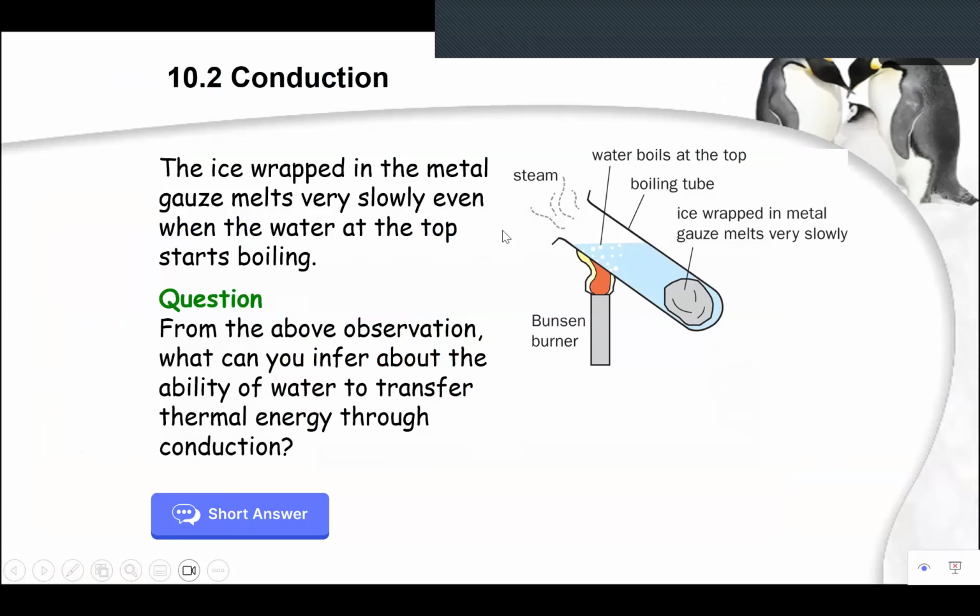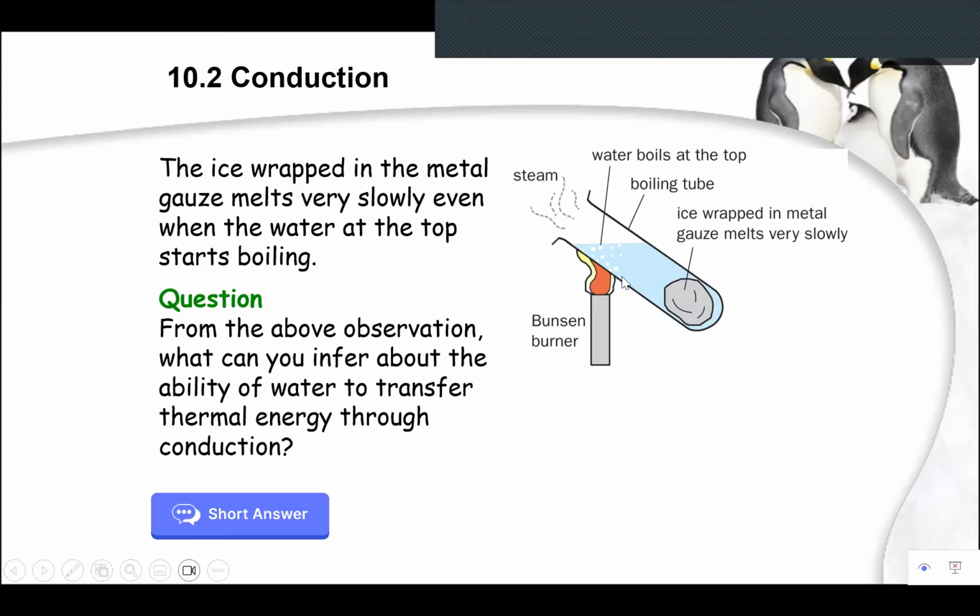Over here you have ice wrapped in metal gauze. The purpose of having it wrapped in metal gauze, or it can be any metal thing, or you can tie the ice to a piece of metal or a piece of rock, is just to make the ice sink. Otherwise, if you put ice into a boiling tube, the ice will always float on top because ice is less dense than water. So I repeat, the wire gauze, or whatever, is just to pull down the ice so that the ice sinks.